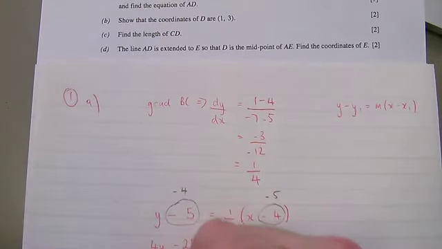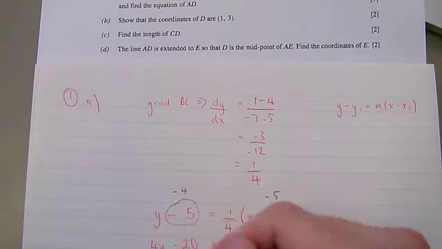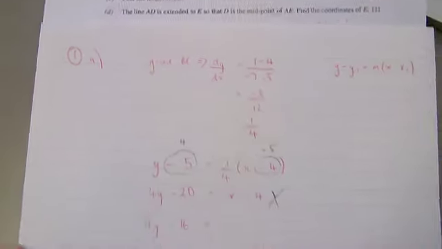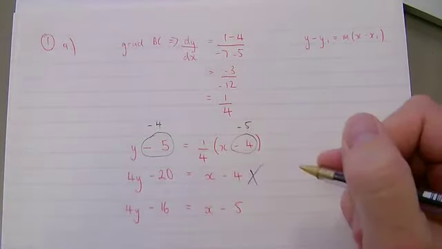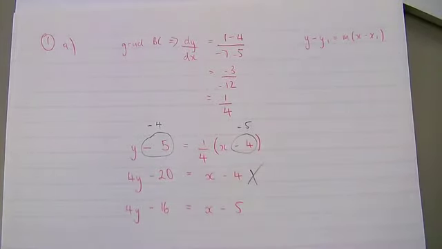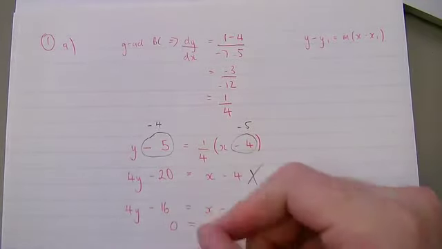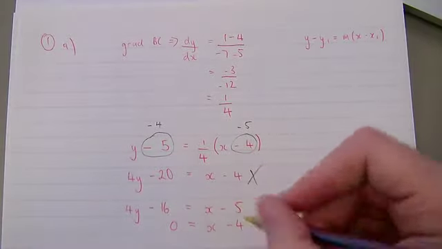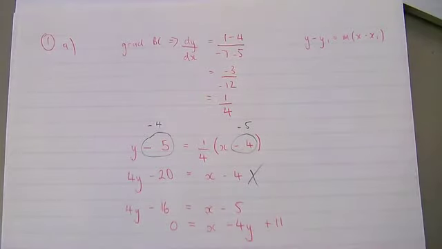I'm going to have 4y, minus 16 this time, because I'm timesing that minus 4 by 4, and then I'm going to just get x minus 5. Now they've got it in the form that the x is positive and the y is negative, so I'm going to bring everything from this side over. So I'm going to get x minus 4y, and then minus 5 plus 16 is positive 11, which is exactly what they wanted. Okay, so there's part A done.